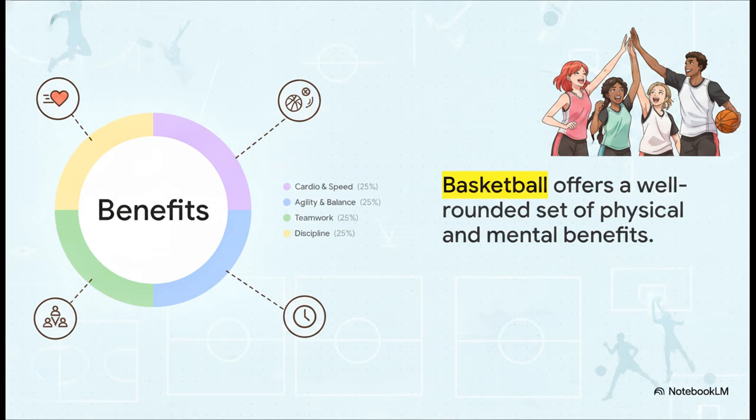When a referee makes a call you totally disagree with or a teammate misses a wide-open pass, you are actively practicing discipline and emotional control. Learning to keep your cool on a chaotic basketball court directly translates into keeping your cool in a challenging classroom or even a high-stakes boardroom down the line.